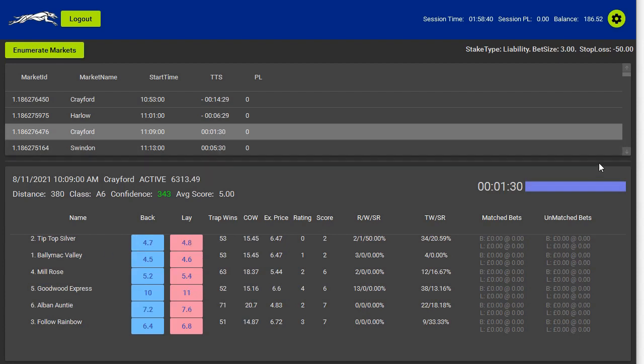Now I know that Tip Top Silver is actually changing in class, so we won't be using that one. So it's Ballymount Valley. If we go to cow, it's in that top 5, so it is a little bit of a risk taking it, I think, but we're going to go for it because in the ratings, if we go to lowest ratings, it's there as well, so I think it's a good selection. So we're going to go for this one.